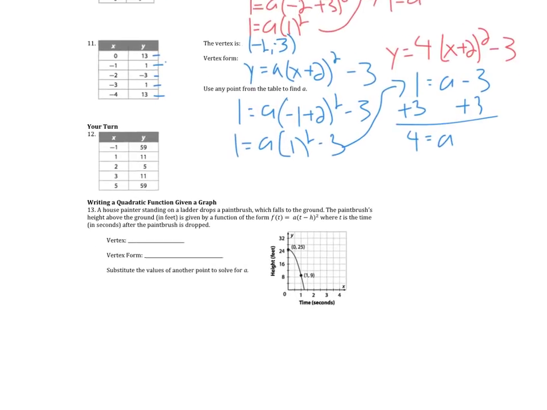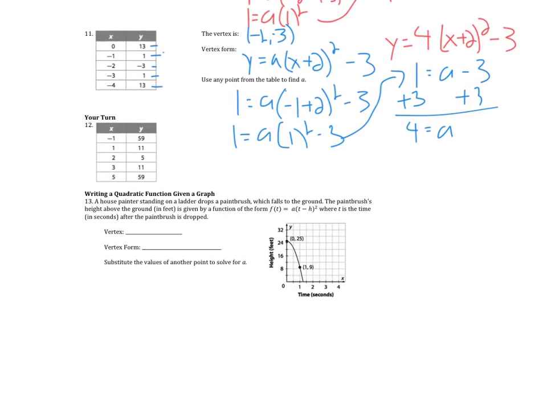All right, so go and try number 12 there for you. We'll talk about that one in class. And for 12 of those, you want to check your work. It's going to be y equals 6, x minus 2 squared plus 5.